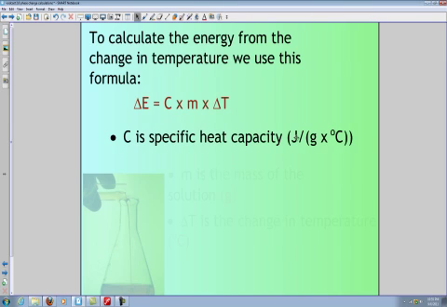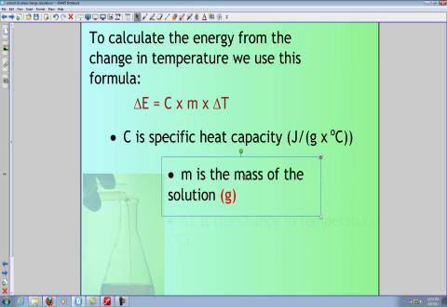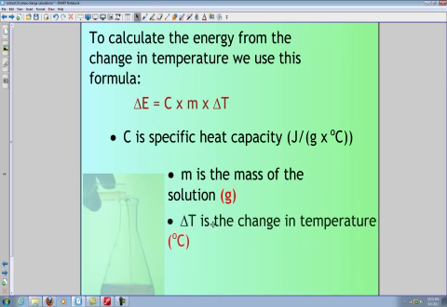Okay, units are joules over grams times degrees Celsius. Those are going to cancel out. They seem like really bad units, but they'll cancel out. The M in the equation is the mass, okay, in grams. And then the delta T, the triangle T there, is the change in temperature in degrees Celsius.